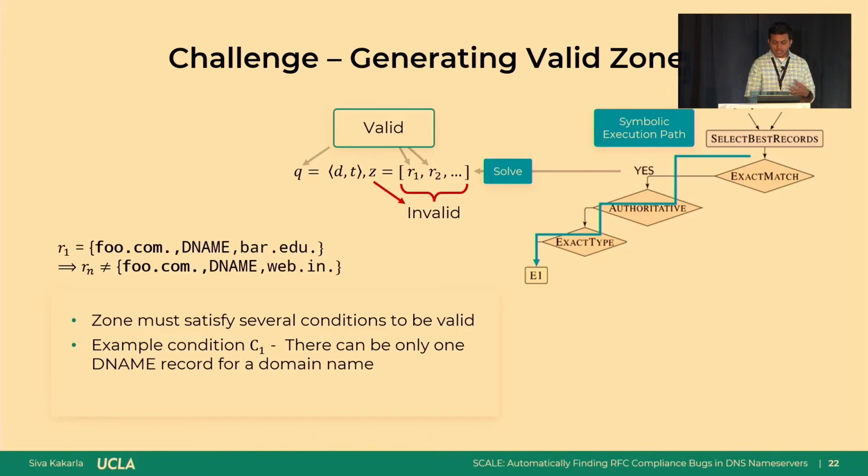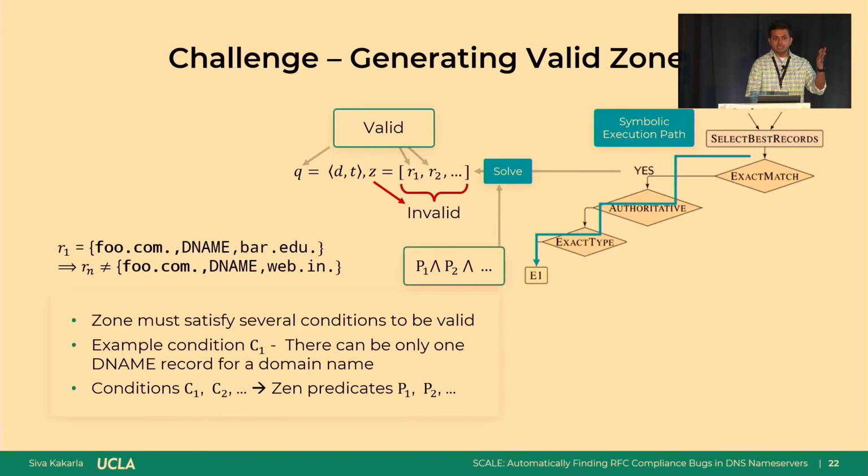Our Scale approach admits a natural solution to this problem. We have formalized the DNS zone validity conditions as predicates in Zen. Whenever Zen's symbolic execution engine produces constraints for a particular execution path, we conjoin these predicates before Zen passes it off to an automated constraint solver. And the result is valid zone file inputs.